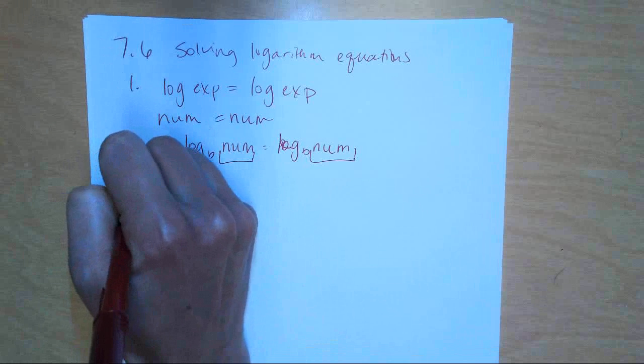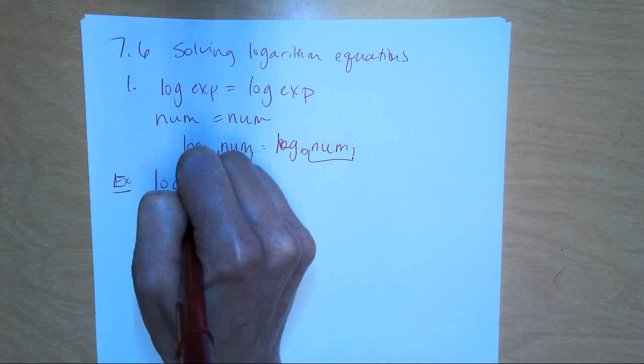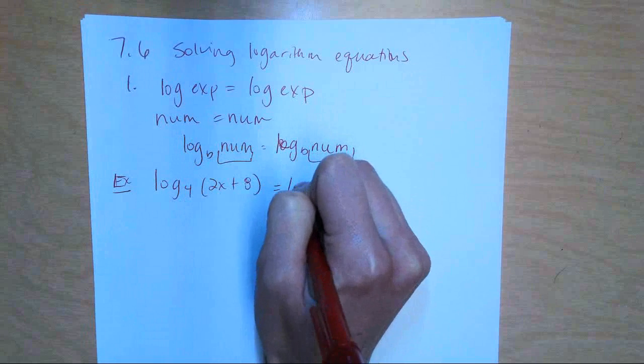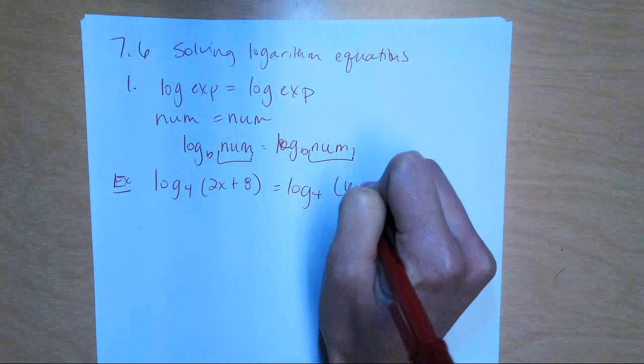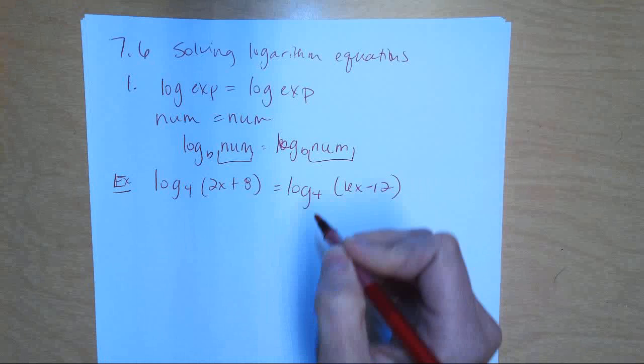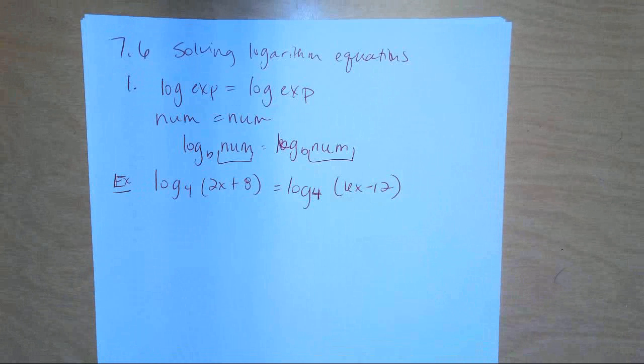For example, we have log base 4 of 2x plus 8 equals log base 4 of 6x minus 12. Now, the great thing about logarithms as opposed to exponentials is, with exponentials, remember, we had to get the same base. So the bases could be different. We have to write them in terms of the same number, that kind of thing. For logs, you're not going to have to do that. It's always just going to be log base the same.